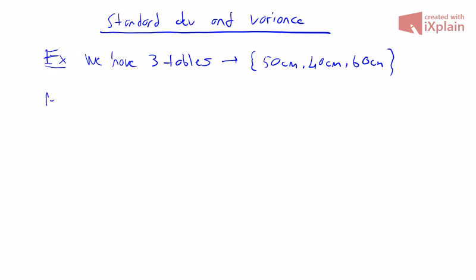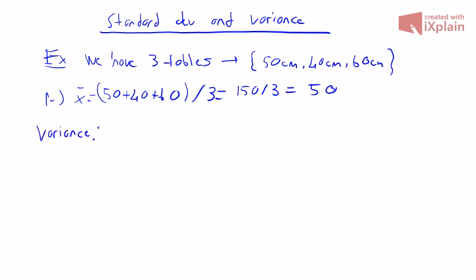Okay, so as we can remember, the first step is to calculate the average, right? The average is 50 plus 40 plus 60 over 3, and the average is 150 over 3, and it's 50. This was easy. And let's use the formula of variance, right?